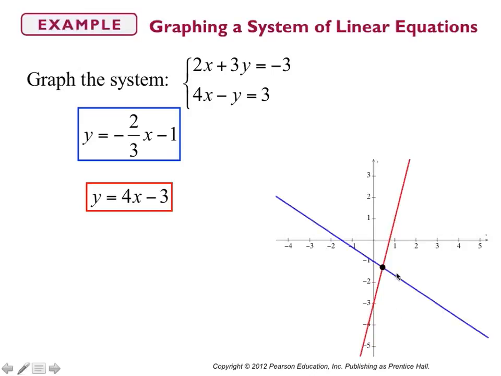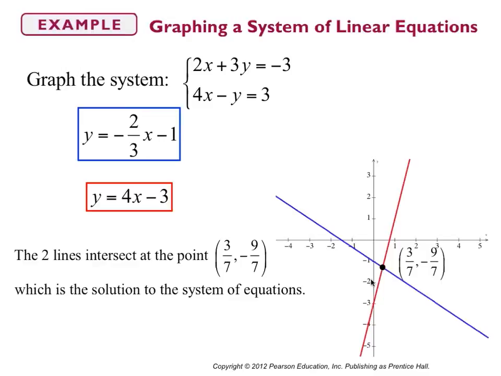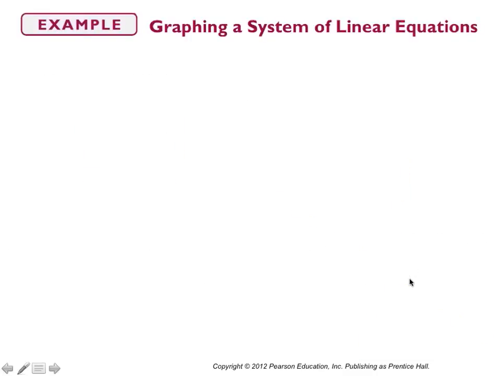Either way works. So you can see that there definitely is some solution. This is a consistent, independent type of problem. The two lines intersect at the point 3/7, negative 9/7. Now we can't really tell exactly what this point is going to be just by looking at it. So this is where we get into the actual algebra part, which we're going to cover later. But you could kind of estimate it. It's somewhere around, I don't know, 1/2, maybe a negative 1. Those are pretty close. But the actual solution is 3/7, negative 9/7.